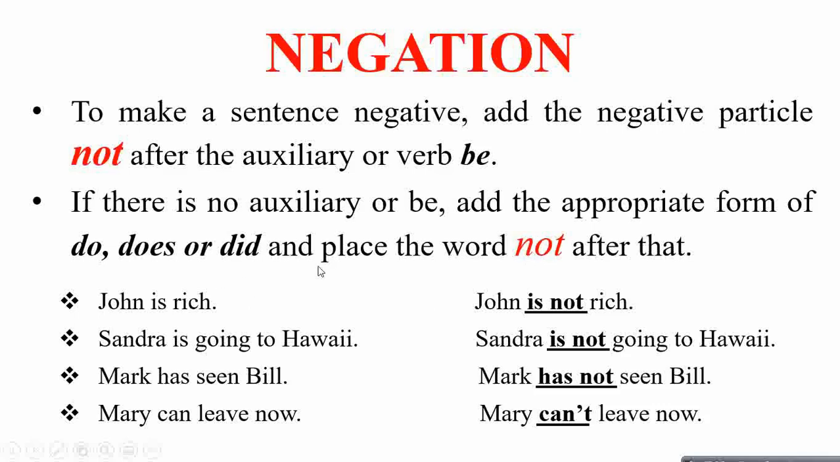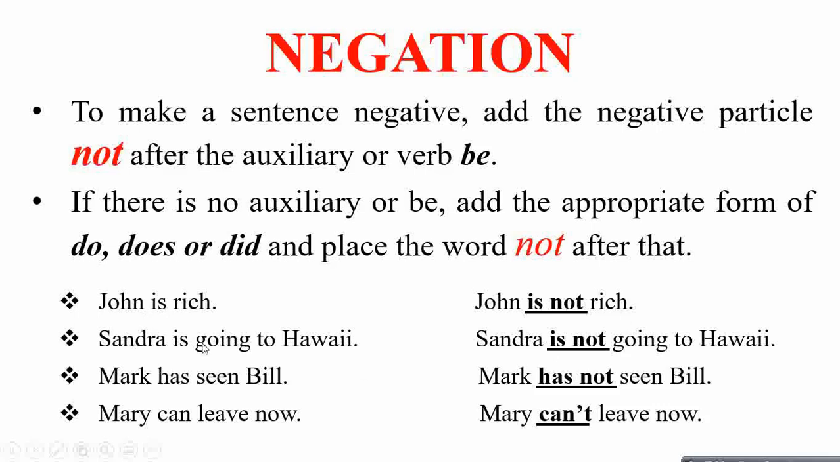Do, does and did. So for example, John is rich. John is a singular subject and this is simple present, so we don't need to worry about using do, does or did, because we have auxiliaries in the sentence already. So we'll just place the word not after is. So John is not rich.